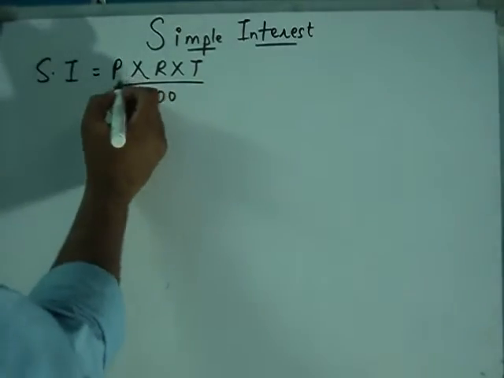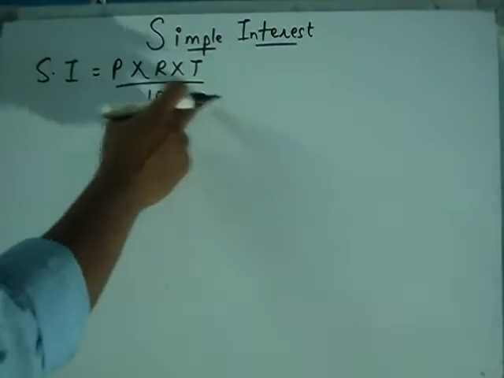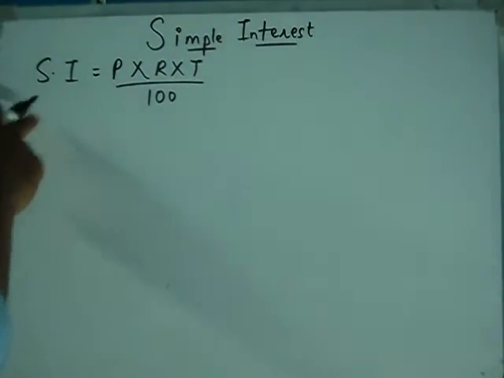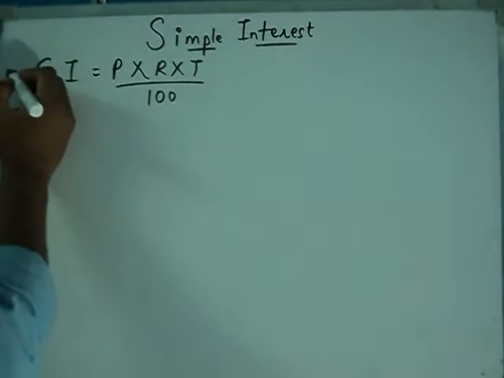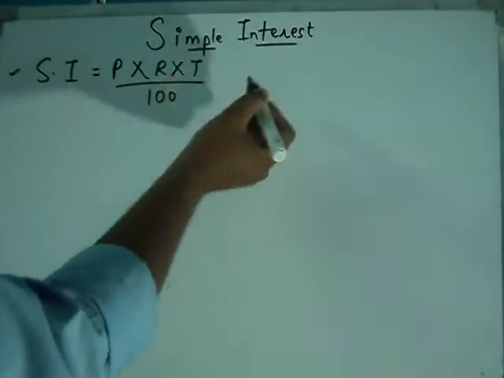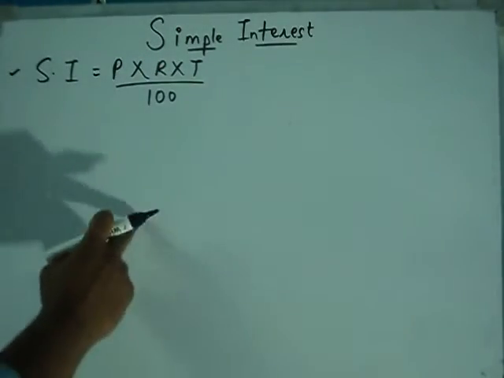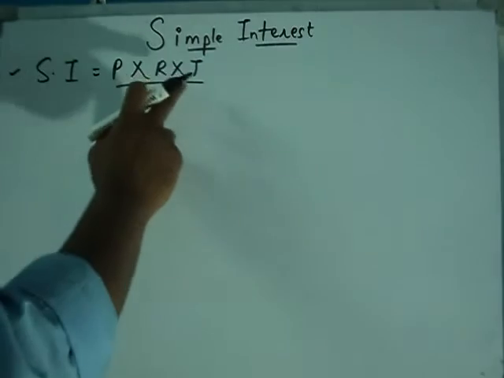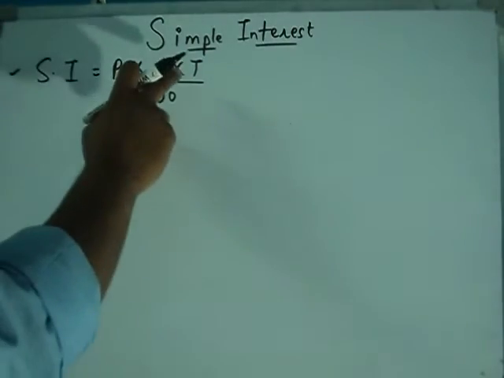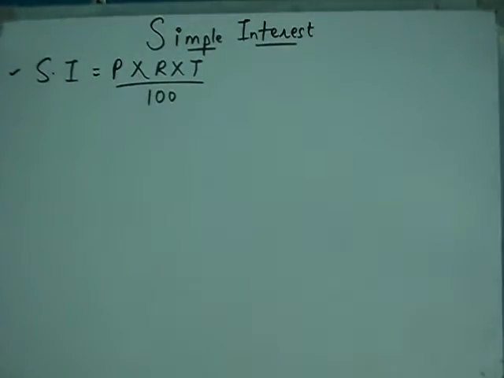In this, if we know these three parameters, we can easily calculate the simple interest. But what if we have known simple interest and any of the other two variables, then in that case we can calculate it by transposing the other variables to the other side.